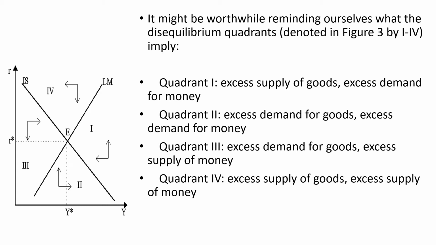So if you look into the case of the first quadrant, it is shown that there is excess supply of goods and excess demand for money. In the second quadrant, there is excess demand for goods and excess demand for money. In the third quadrant, excess demand for goods is there and excess supply of money is there. And in the fourth quadrant, excess supply of goods and excess supply of money is there.